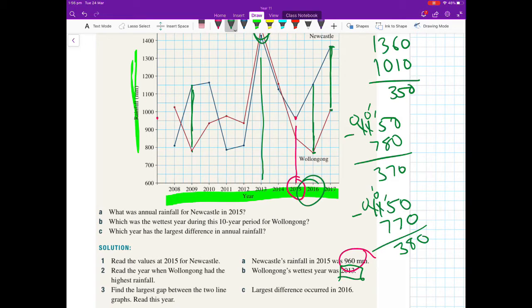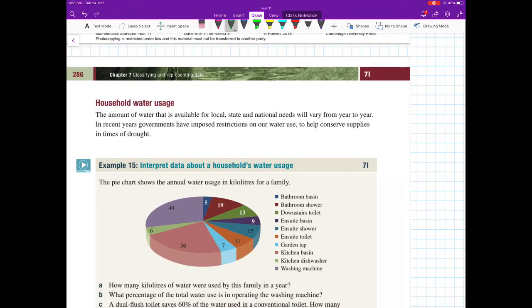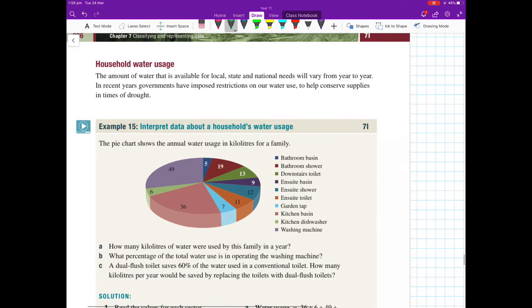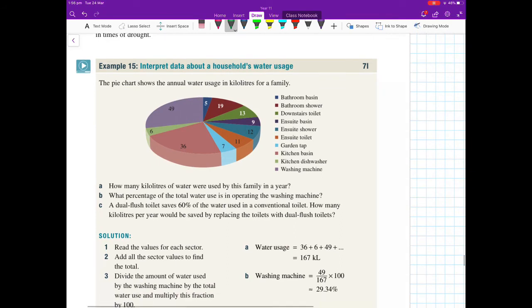Be wary when you're reading graphs. I didn't even notice that that gap was there until I looked down. Always got to be careful. Household water usage, same thing, you got given a graph. This one's got a pie chart in there. We don't have them come up very often, but they're relatively simple to use if you're paying attention.